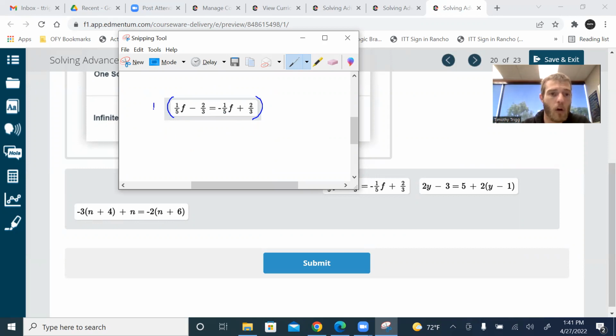Here's fifths and thirds. Well, if I've got fifths and thirds, what's my lowest common denominator? I'm looking for the lowest number that's divisible by 5 and also divisible by 3. So 15 is that number in this case. So I'm going to multiply every term by 15, and that should cancel out all my fractions. So let's go ahead and multiply every single term, distributing this 15 to every term in this equation.